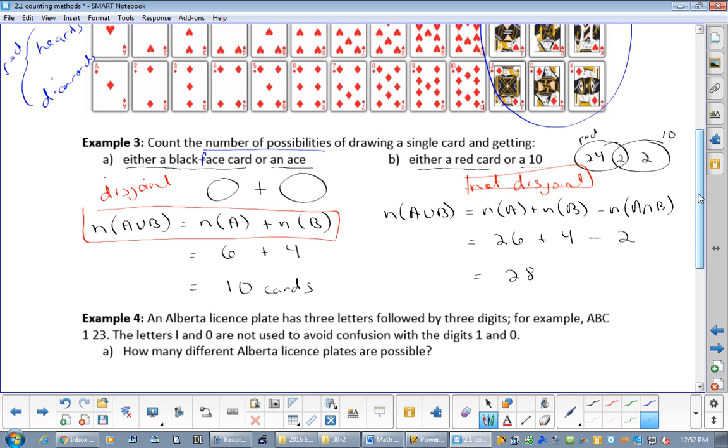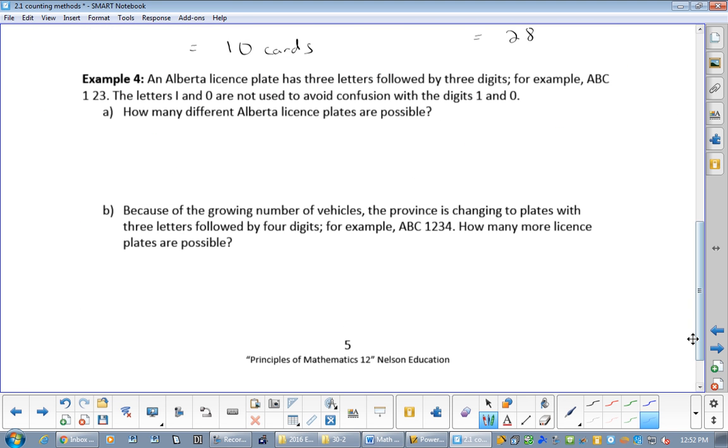So there'd be a 28 out of 52, and you would always reduce those fractions as well. Okay, so we're just going to work on these, and then I'll give you time to work on the work in class. Okay, now these are very, very common in the diploma.